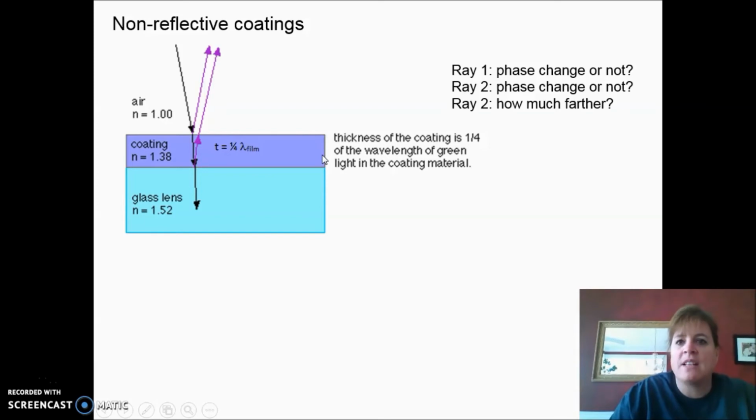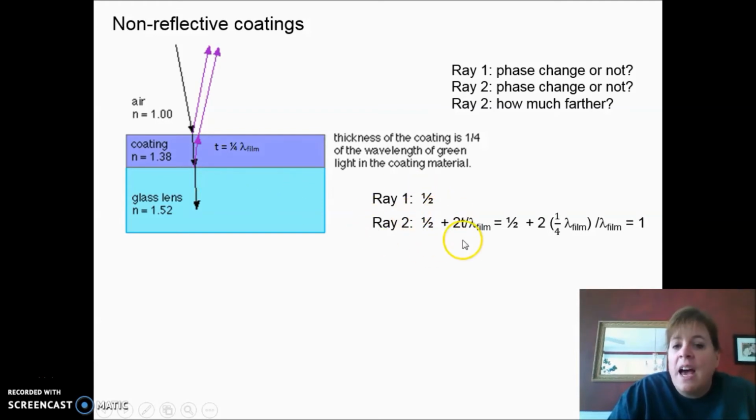So again, remember we have to ask ourselves, ray 1, phase change or not, flip or no flip, ray 2, flip or no flip, and then how much farther. So ray 1, do we have a flip or no flip? Well, we go from low to high, right? Anytime it's air, ray 1 is going to be a half. Here, I go from low to high again, so in this case, I do have a flip. I have to add 2t over lambda in the film.